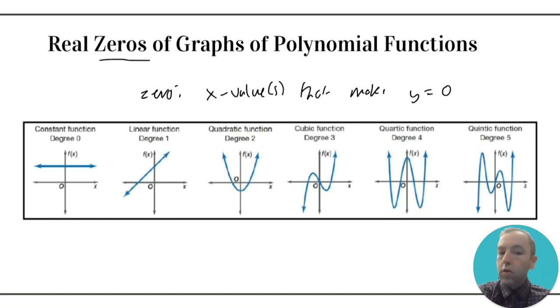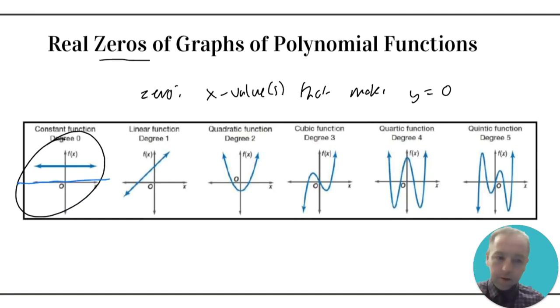Okay? So in all of these graphs, I've actually given examples of graphs where each type of polynomial shows the most number of real zeros it can actually have. So you'll see that this one right here doesn't have any zeros. It's a constant function. Only one that, if it's on the x-axis, has a lot of zeros, right? But that was kind of a special case.